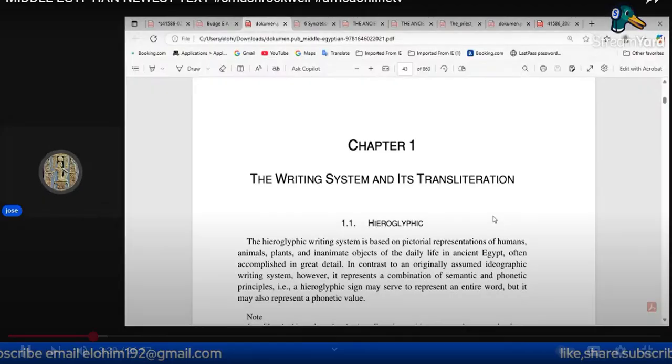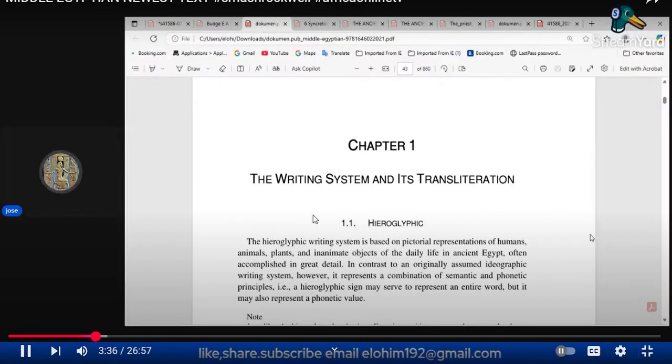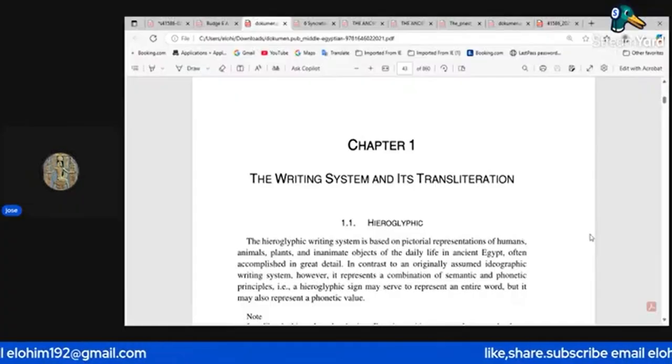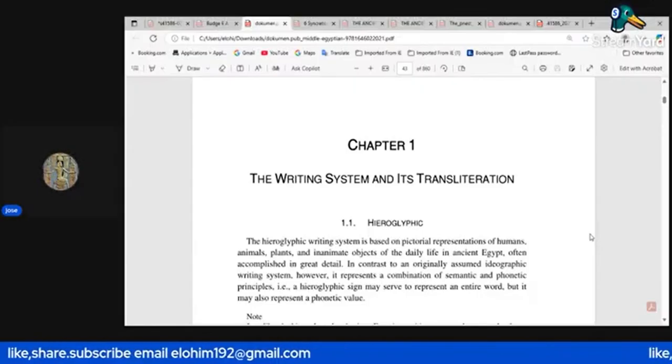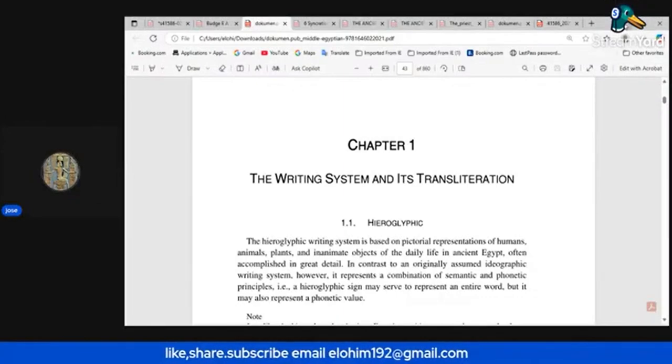Chapter 1, the writing system and its transliteration. Now, transliteration basically would mean to take writing from one form to another. For example, if something was on a wall and I took that and put it on an actual papyrus, that would be part of transliteration. So it means taking something from one writing medium and putting it on another. It's not necessarily the same as a translation.